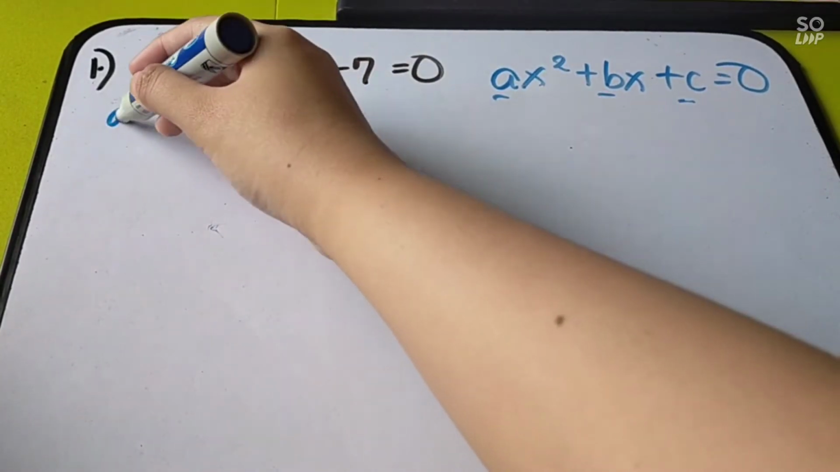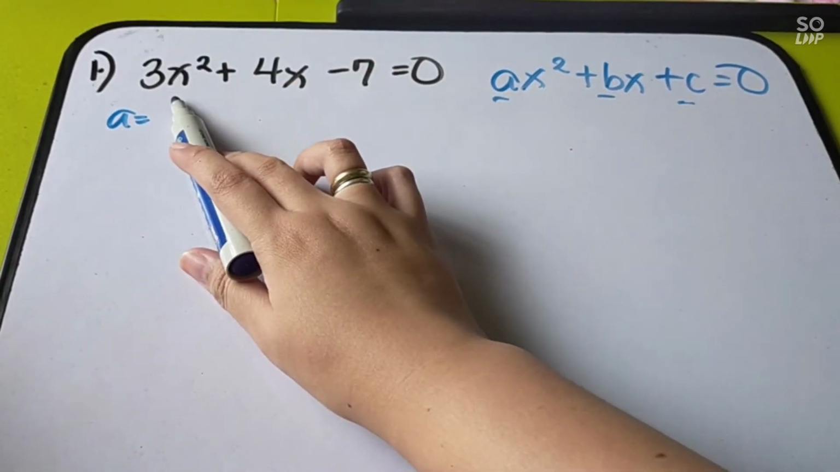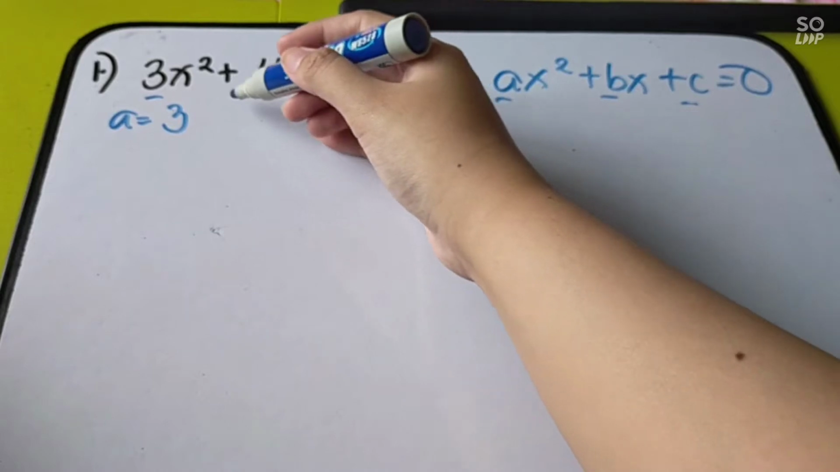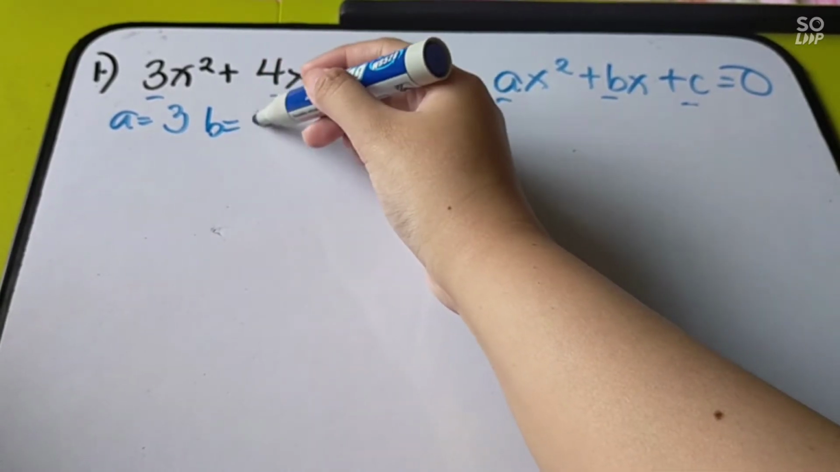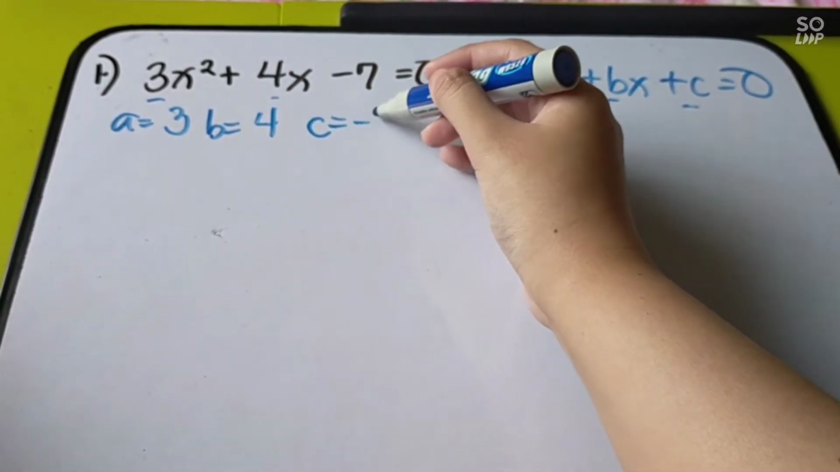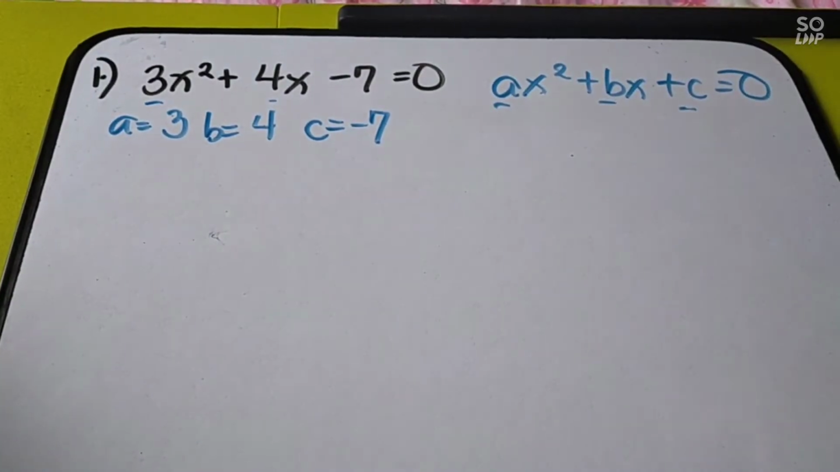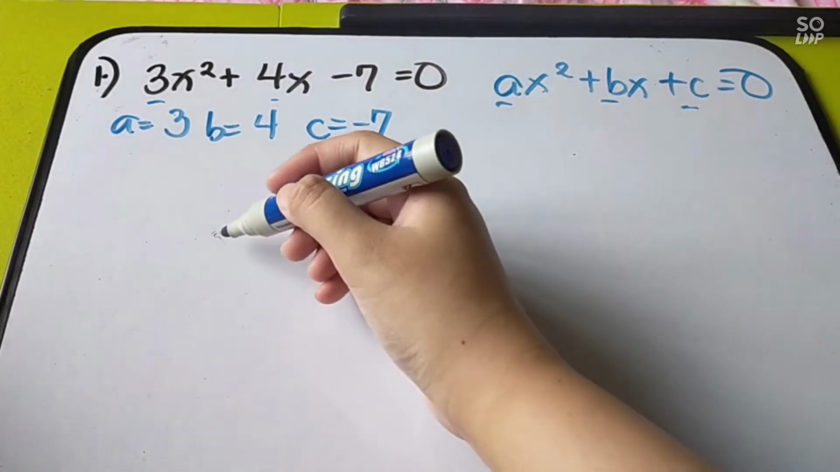So, now, let us proceed with this one. What is our a here? So, obviously, we have here 3. So, that is your a. What's your b? We have here positive 4. And your c, we have here negative 7. So, yan na. Meron ka ng a, b, at saka c. Let us have your formula.